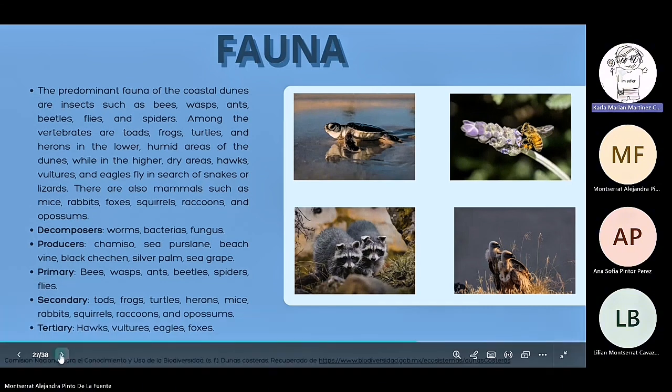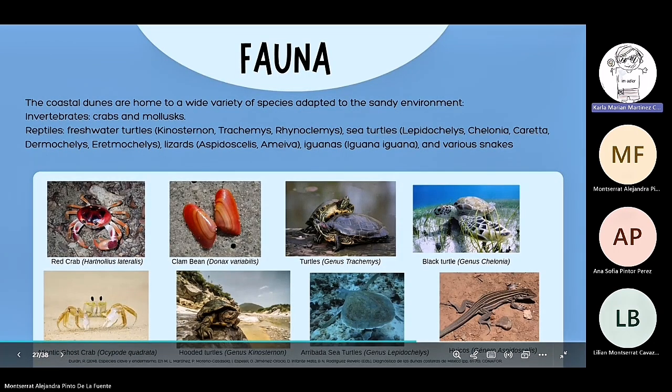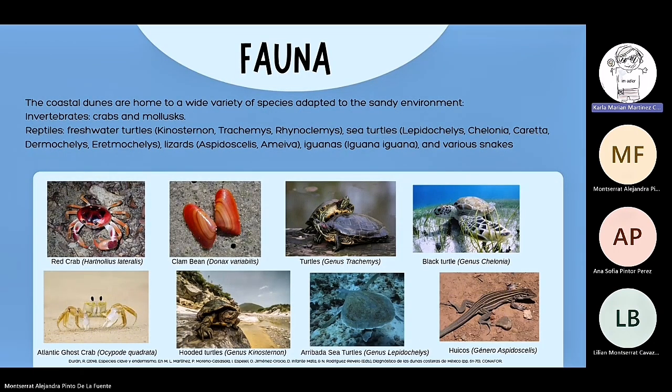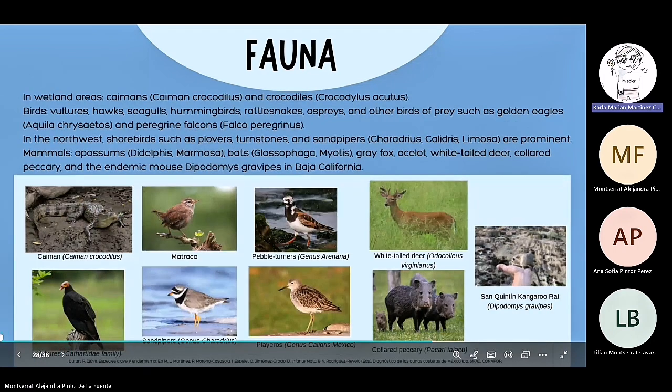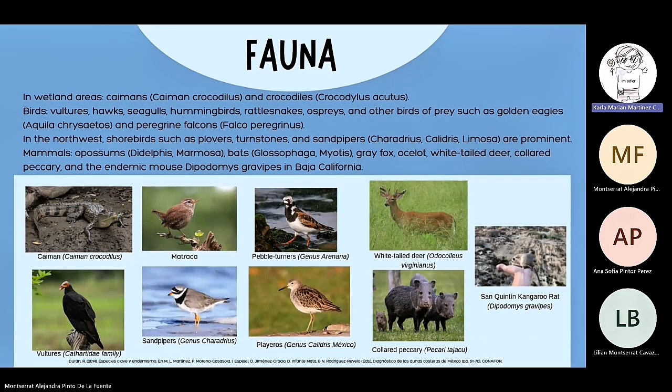We also have a wide variety of species that adapted to the sandy environment, such as crabs, like the ghost crab, or reptiles, like the huicos. We also have various snakes, turtles, etc. Now we have other types of animals. In the wetland areas we find caimans and crocodiles too. In the birds we have hawks, the vultures we already mentioned, and the rattlesnakes. In the mammals we have opossums, bats, gray fox, ocelot, etc.